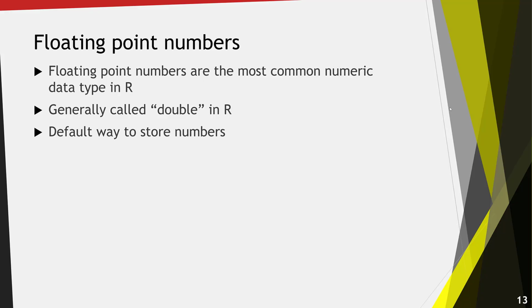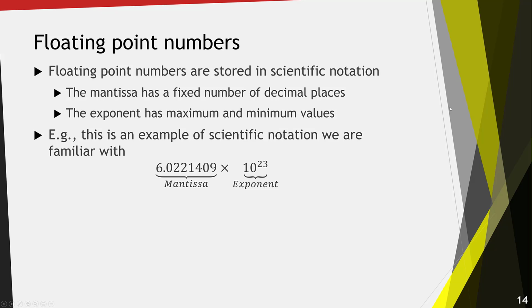Floating point numbers are the most common numeric data type in R. They're frequently called doubles, and that's the name that R uses to refer to the data type. They're the default way to store numbers. Floating point numbers are stored in scientific notation. So if you remember, the mantissa in scientific notation is a number with a decimal place and a bunch of stuff after it. And then you have the exponent, which is 10 to some integer power.